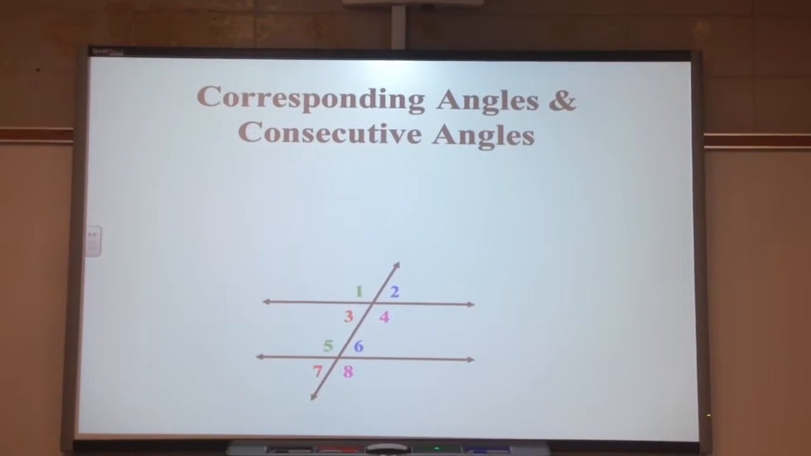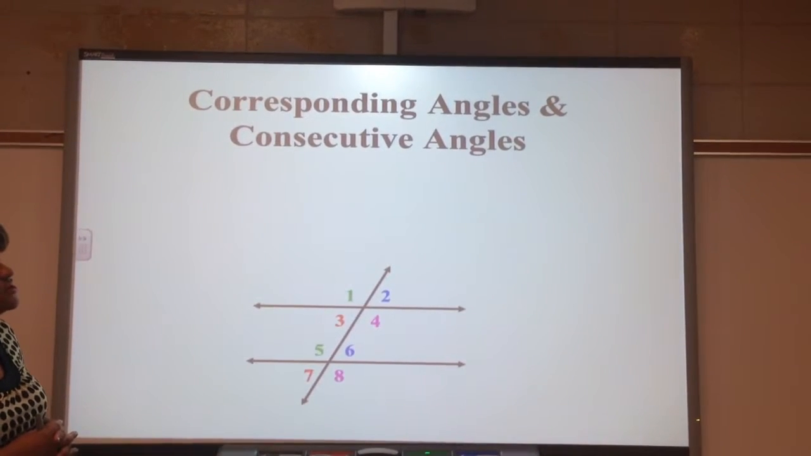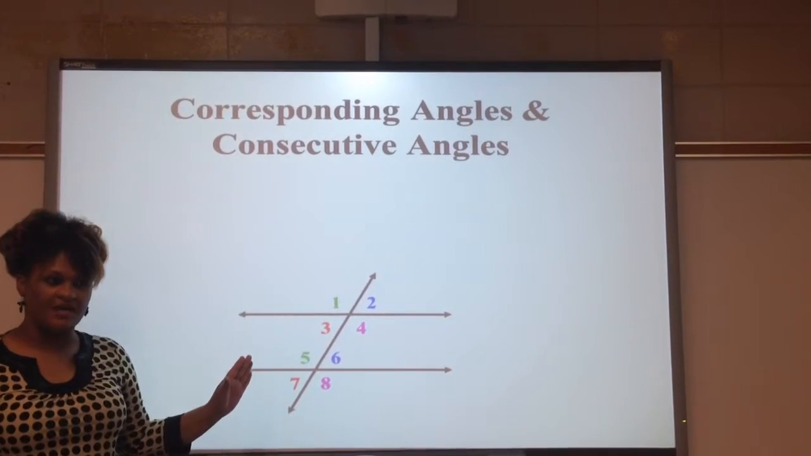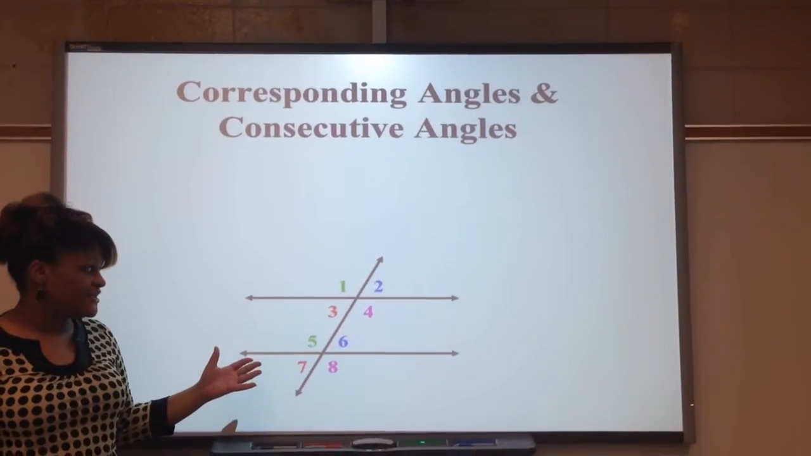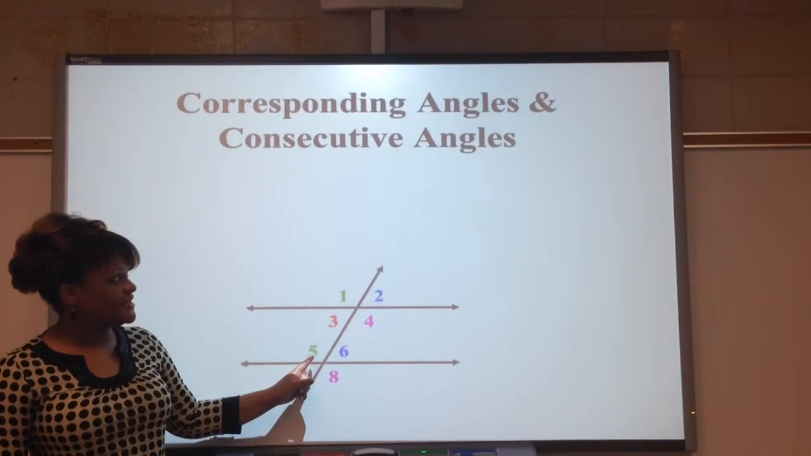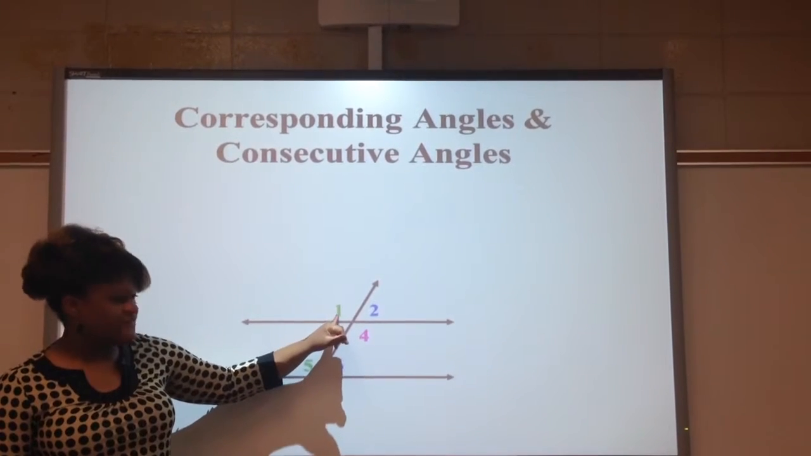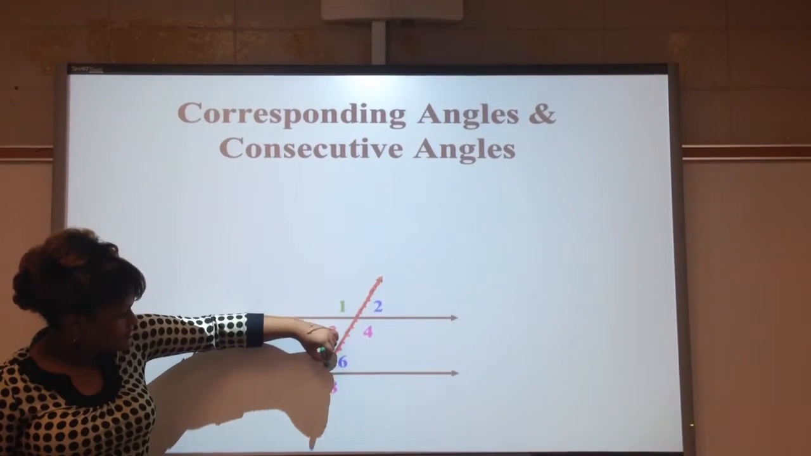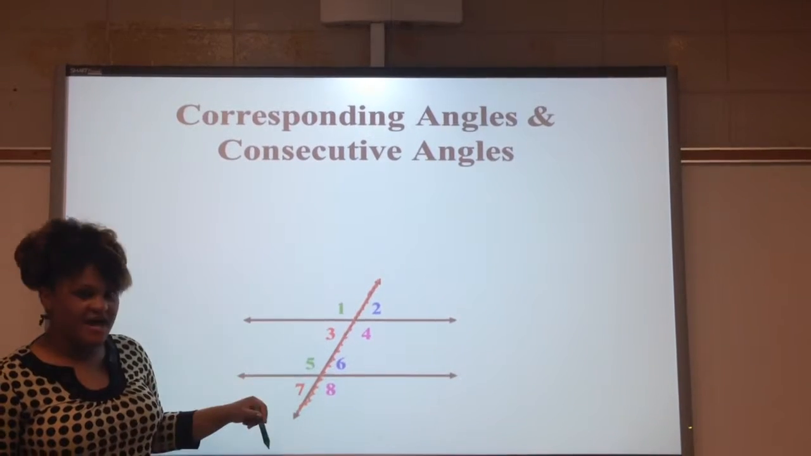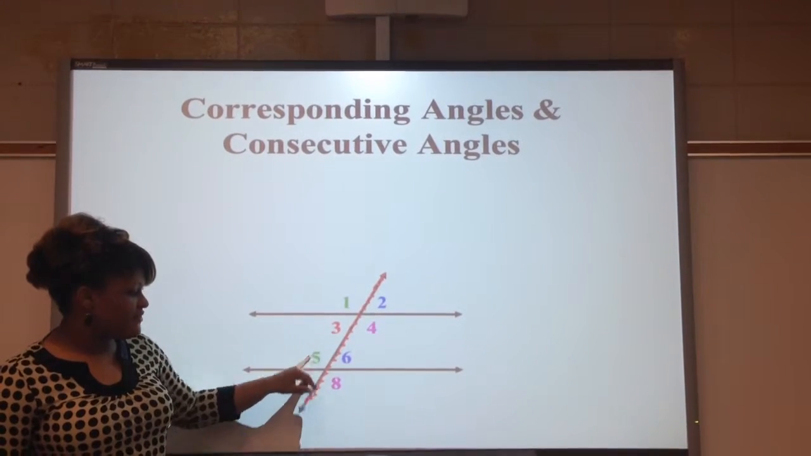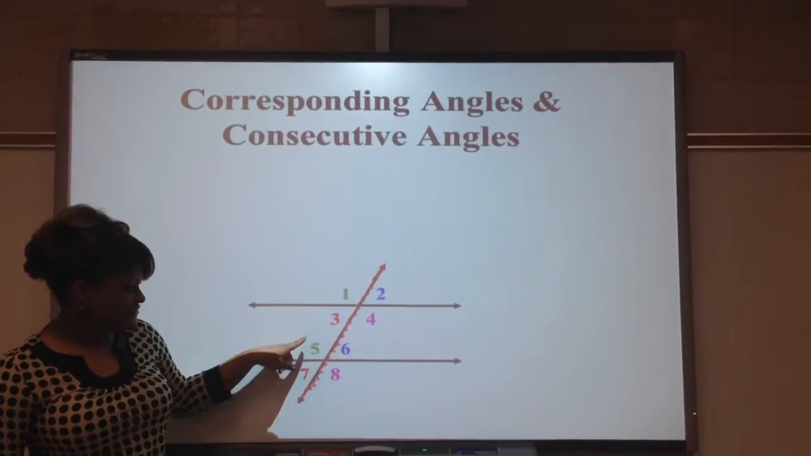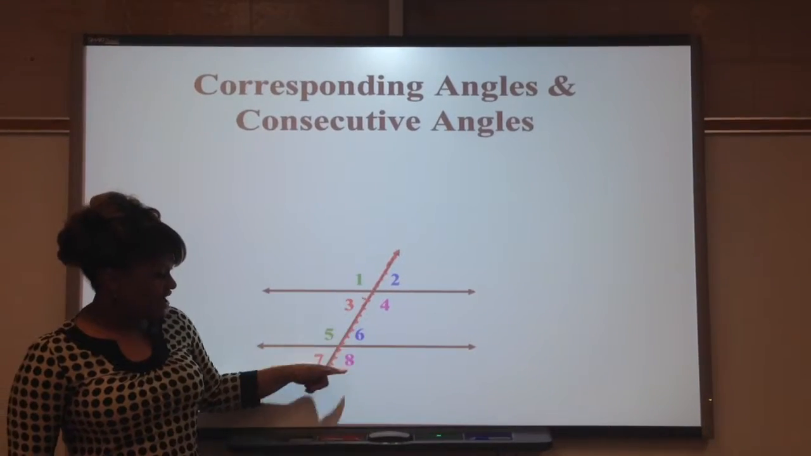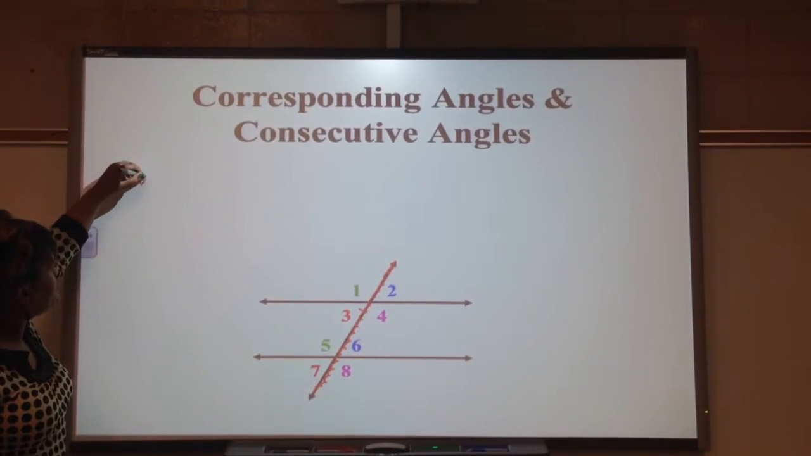So let's talk about consecutive interior angles and corresponding angles. Now, corresponding angles are angles that occupy the same position on two different lines. These are color-coded for you so you can see them pretty easily. So notice 1 and 5 are corresponding because they're left of the transversal, and they're above the line they sit on. Likewise, 3 and 7 are corresponding. They're in the same position, left of the transversal, below the line they're attached to. 2 and 6 are corresponding, and then finally 4 and 8.